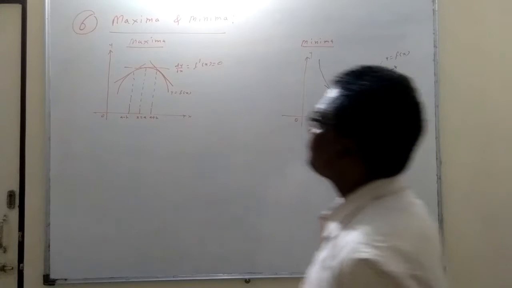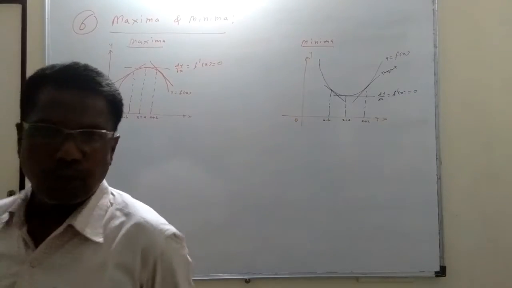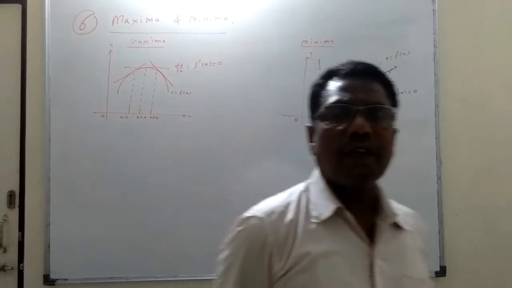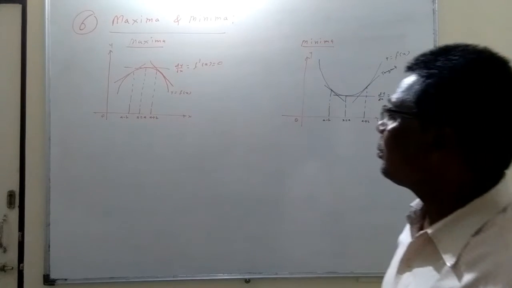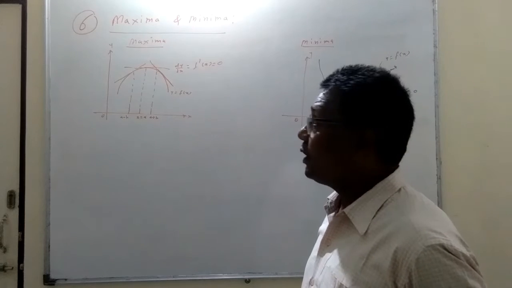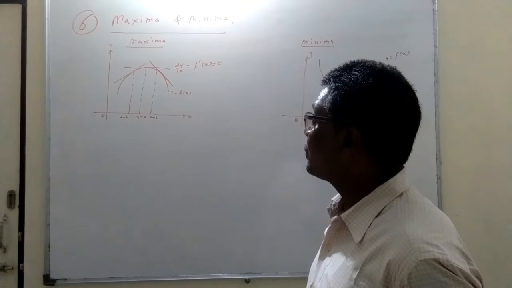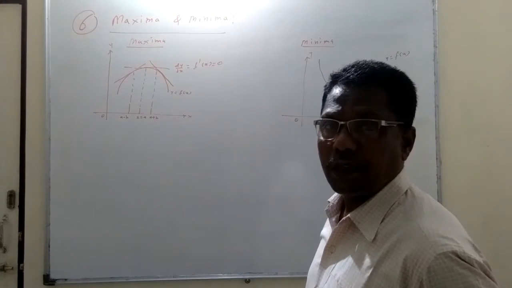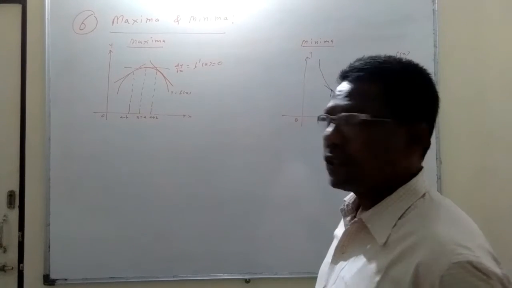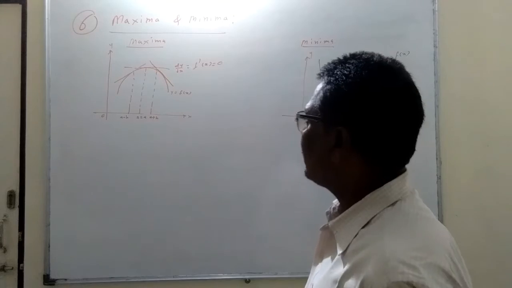Dear students, in the last lecture we studied the fifth application of derivative, that is, increasing and decreasing functions. How will we check whether the function is increasing or decreasing by using derivatives? If f dash x is greater than 0, then the function is increasing, and if f dash x is less than 0, then the function is decreasing.